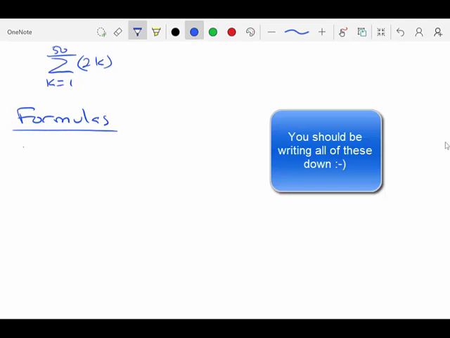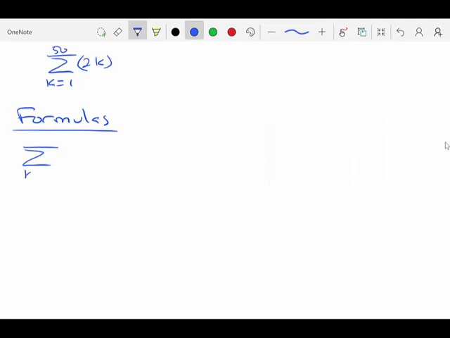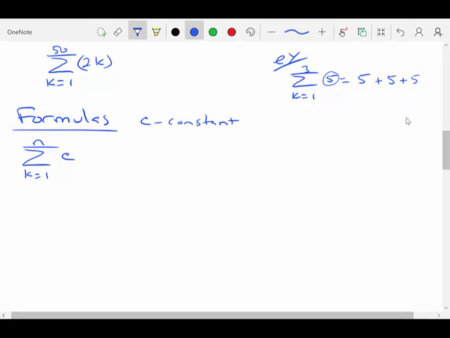And the first formula is the sum as k goes from 1 up to n of c. And what I'm saying is that c is a constant. So for example, this might be the sum as k goes from 1 up to 3 of 5. So there's no k in there. And let's just think about what this would be. I would start by letting k equal 1, and then I would evaluate this. Since there's no k in there, it would just be a 5. I would let k equal 2, and I would get 5 again. I would let k equal 3, and so I have 3 times 5.